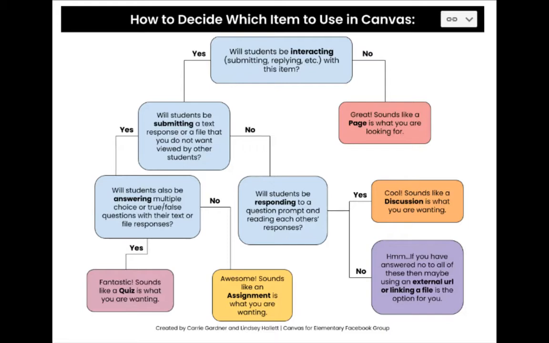But essentially, this does guide you. If you're not overly familiar with Canvas pieces, this does let you know what you should use when. So for example, if we're just trying to provide an article per se, and we just want the students to read it and maybe interact with it, when I read this, it says, will students be interacting? Will they be submitting or replying? Well, not necessarily if it's an article. So if I go to no, it tells me, okay, a page is what you're looking for. So this is kind of a helpful guide if you're starting to work in Canvas and you would like to know what you should be using, which tool, when, this is what you should be looking at. So I'll put that in the description.